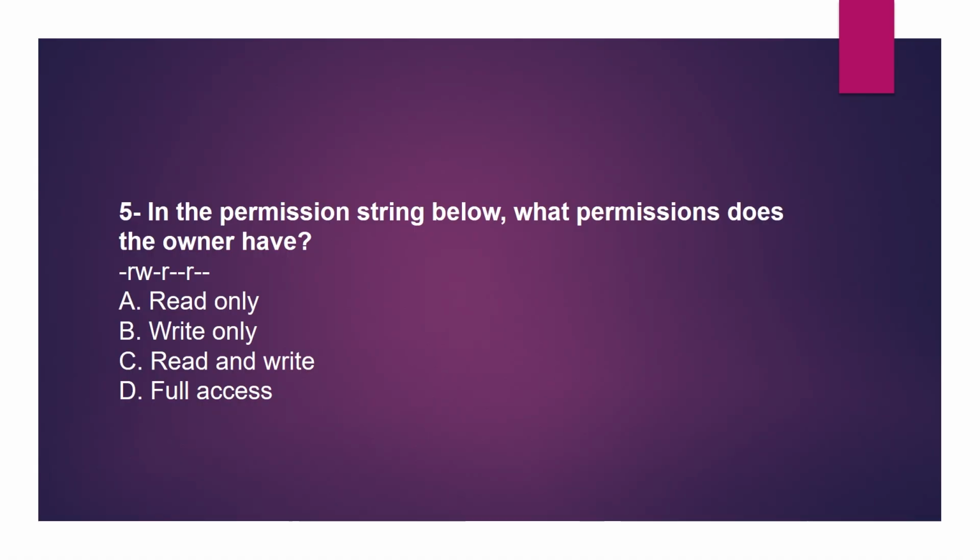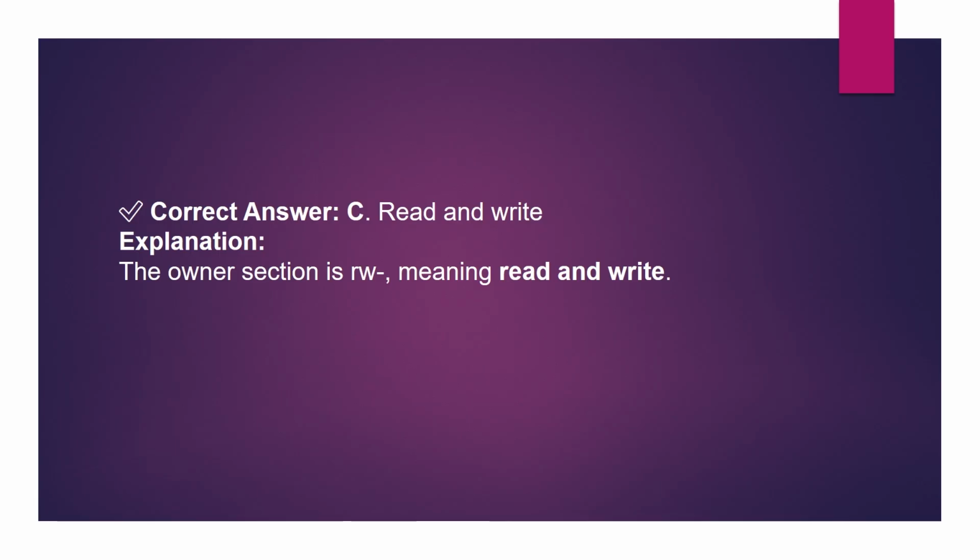Number 5. In the permission string below, what permission does the owner have? Correct answer is C. Read and write. The owner section is RW, meaning read and write.